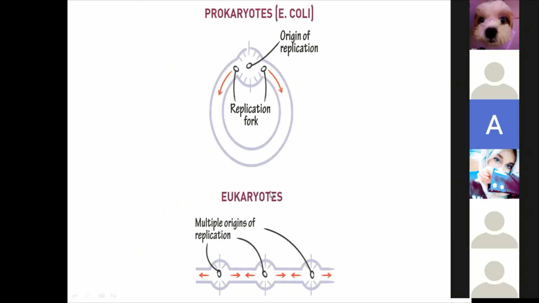Yeah, this is for E. coli, where there is only one origin of replication, so it will be dividing that way. Then in eukaryotes, because there are multiple origins of replication, replication bubbles are formed in different places.